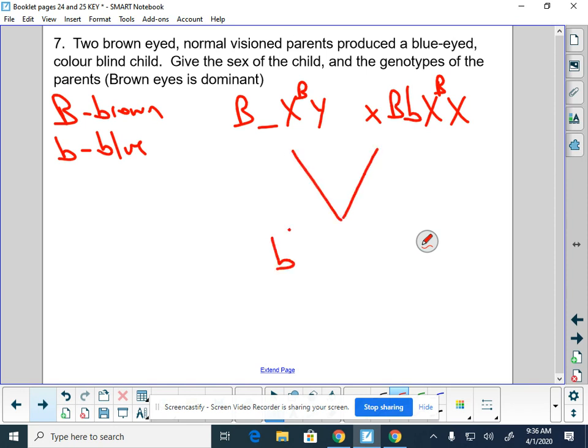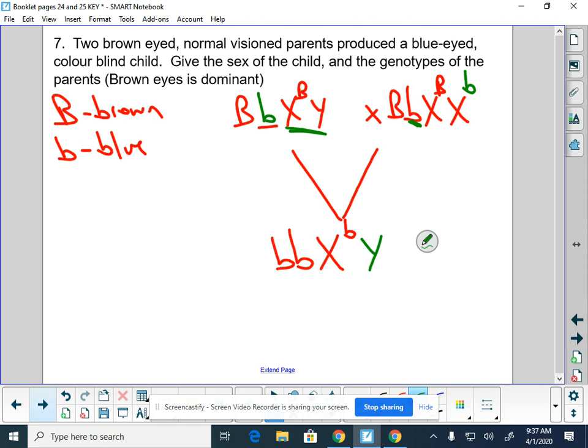So a blue-eyed child had to be that. And if they're colorblind, they must have at least one lowercase b on their X chromosome. Well, the dad did not have a lowercase b, which means the mom must have had the lowercase b. The second gamete for the child has to be a Y then, because if it was an X with a big B, they wouldn't be colorblind. So based on this, we know that had to be heterozygous. That had to be heterozygous in order for the kid to be blue-eyed.